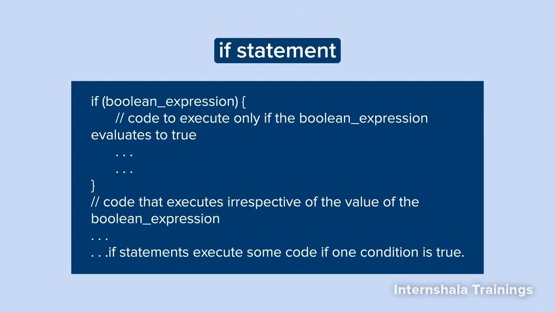Let's understand the first conditional statement with the help of this code and see how this is used. Here, we have used the conditional statement, which is followed by the Boolean expression, which is basically the if condition inside the parentheses. Next, we have the code inside the curly brackets, which will only execute when this condition is true. And when the condition is false, then this code is ignored and the execution continues as such. So, if statements execute some code when one condition is true.